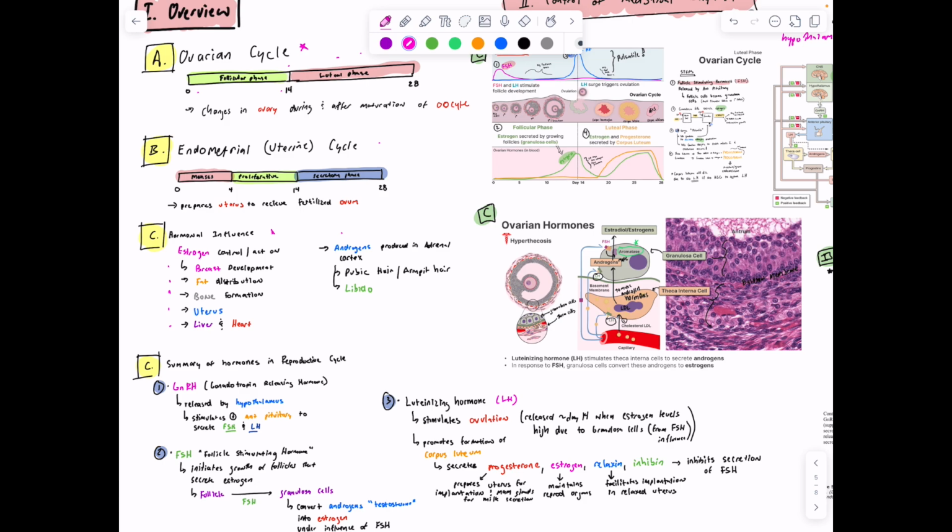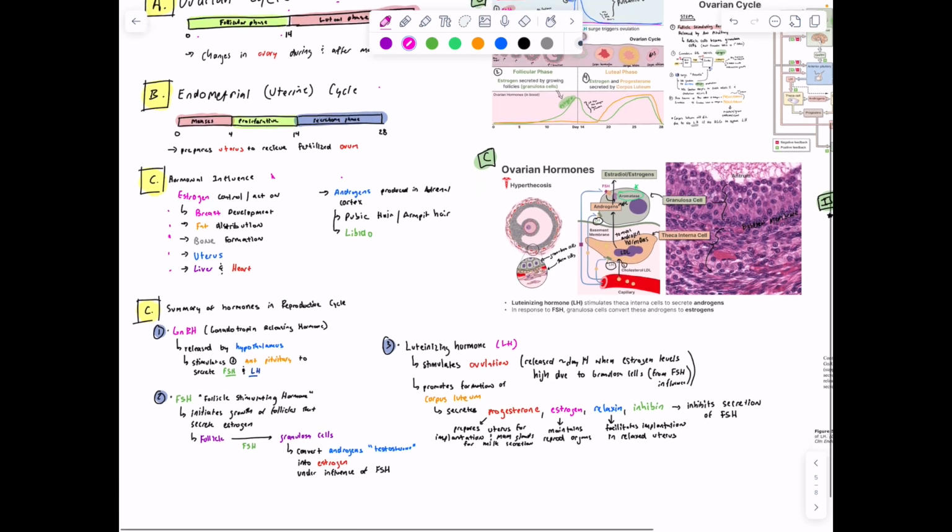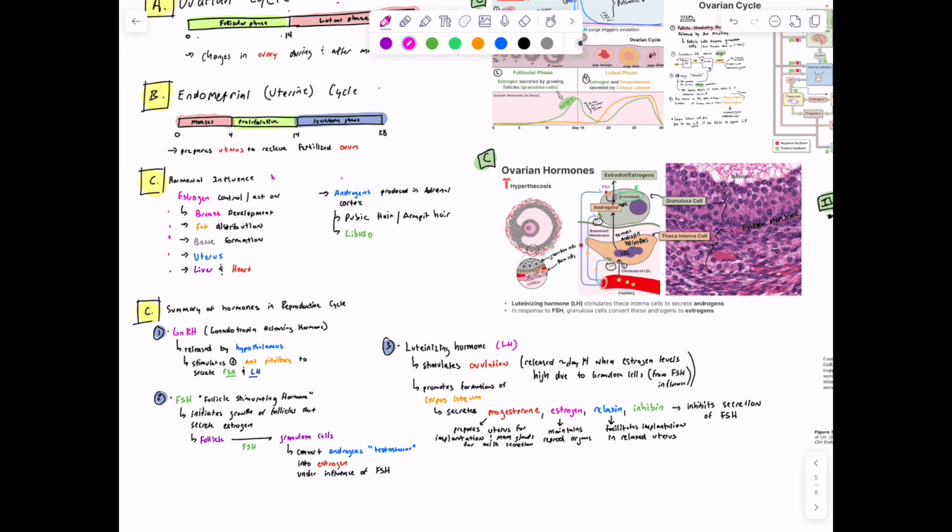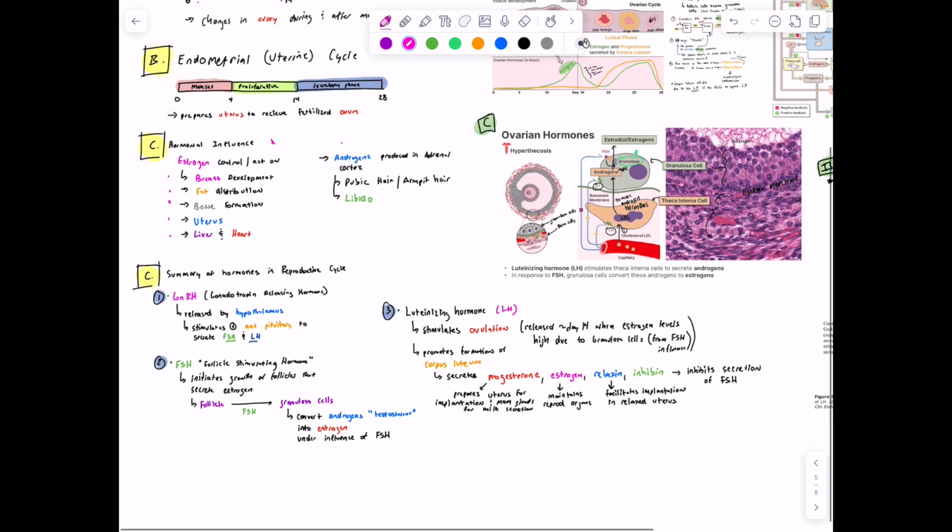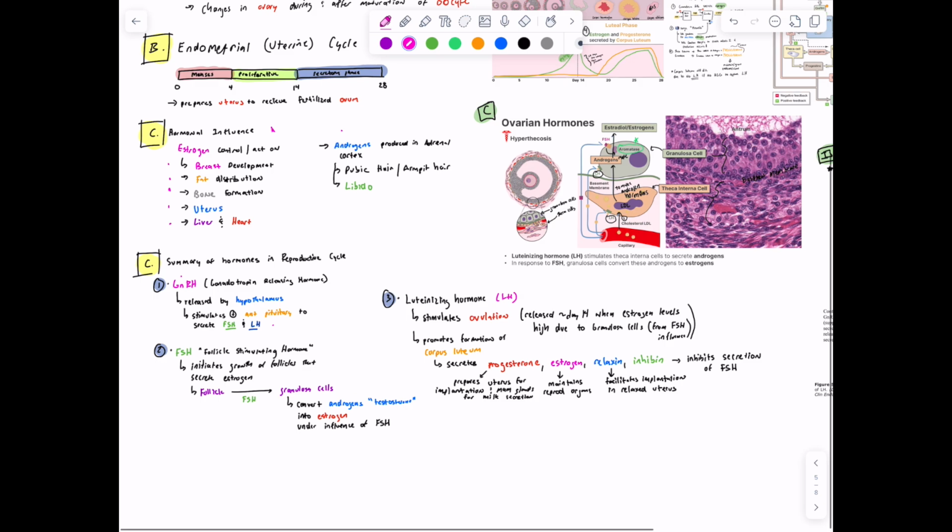Androgens are produced in the adrenal cortex. In addition to, well, we don't have testosterone here, but we do have the theca interna cells making androgens. All right, so hormones in the reproductive cycle, just like with men, we have gonadotropin releasing hormone from the hypothalamus, and it causes anterior pituitary FSH and LH release, and then follicle stimulating hormone is going to work on the follicle cells, which is quite literally a follicle cell, and then it becomes a granulosa cell.